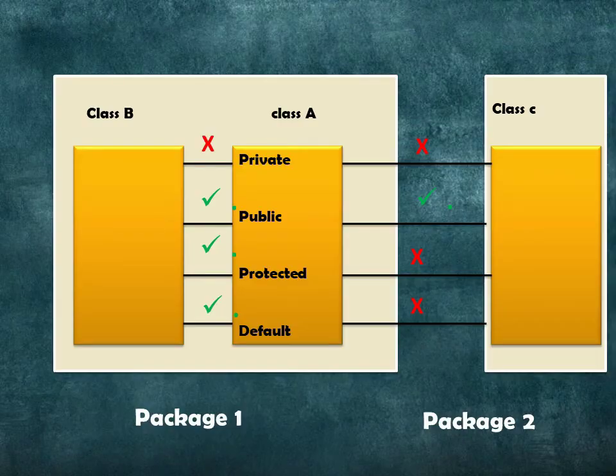Next, we'll see a small picture here. The two classes A and B have been stored in package 1 and class C is stored in package 2. Within the package, how can the classes be accessed? If class A is private, it cannot be accessed by class B. But for public, protected and default, class A can access class B. Okay, but look at the outside package, which is package 2. Here class A cannot access class C if it is declared as private, protected or default.